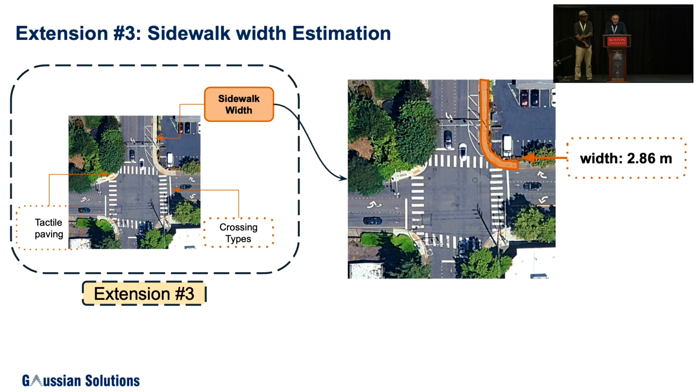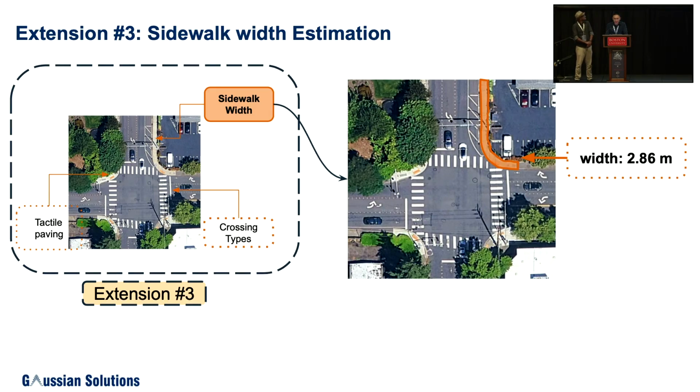And our extension number 3 is sidewalk width estimation. So as Suresh has mentioned, for Washington state alone we have produced hundreds of thousands of kilometers of sidewalks. If we need to know the width of the sidewalk, having a human mapper manually go over each one, measuring and then entering it, is very time consuming and costly. So the idea here is to use AI or machine learning to automate this process.